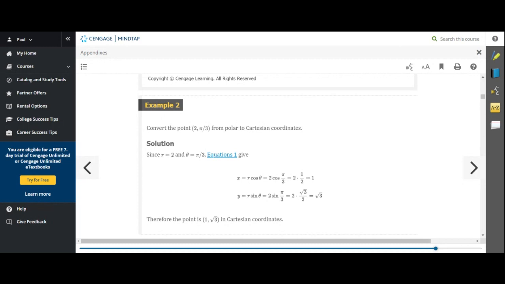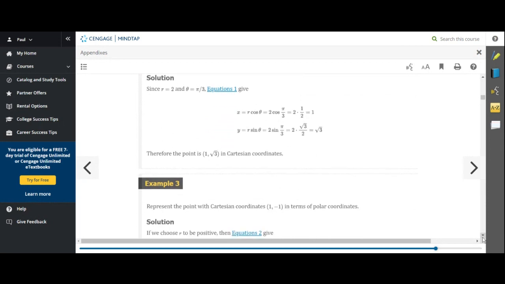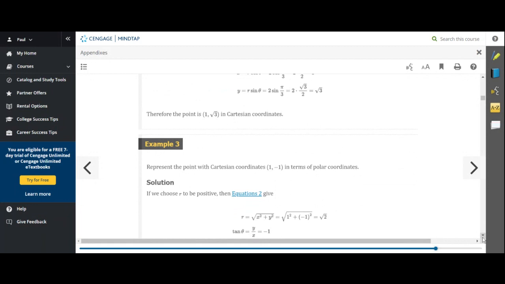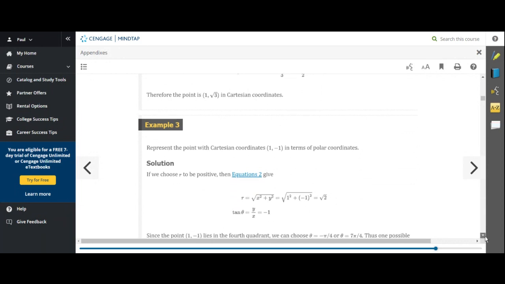Okay, well, if there's no questions on that, let's move to example 3. Here we have a Cartesian coordinate, (1, -1), and we want to find the polar coordinate. So (1, -1), I know that is in the 4th quadrant, right? So the radius, of course, you just take the square root of x² + y², that gets you √2. And then the tangent of theta is -1.